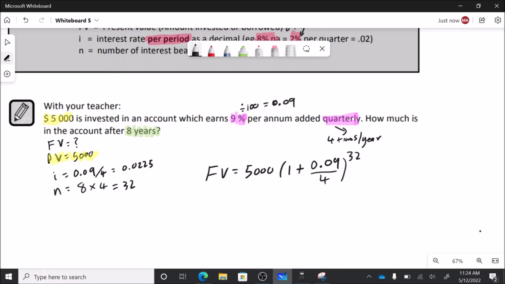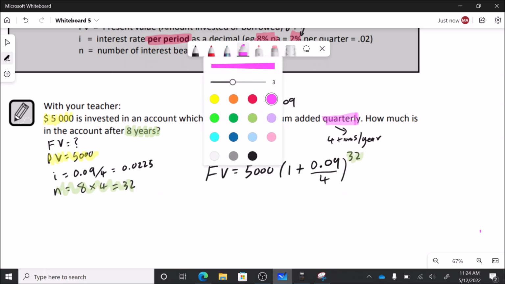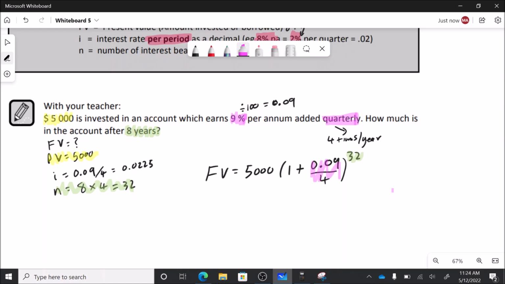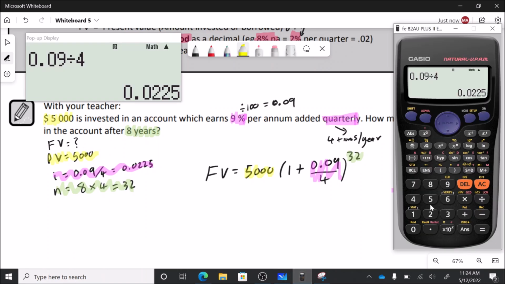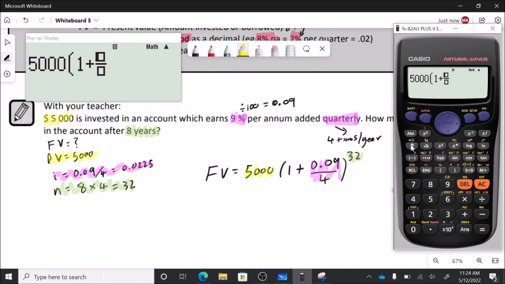Okay, so just a bit more colour coding so we can see where everything's come from. The interest rate came from the purple bit, and then our present value is the 5,000 there. Okay, so we'll pop this into the calculator like this. If you're using a scientific calculator like this one, which I think is a good choice in this situation, we use this button here to get that fraction.